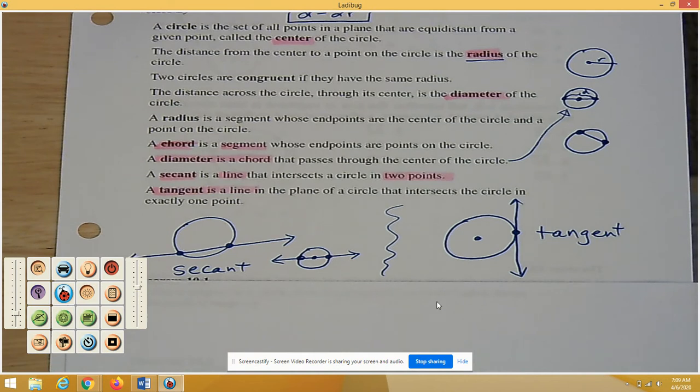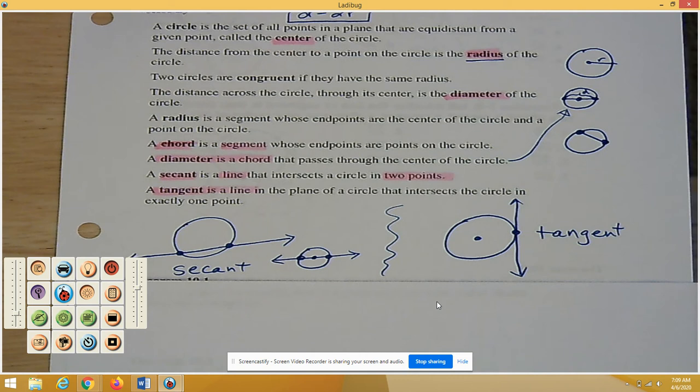I think it's really important for you to remember what's a line versus what's a segment. The lines are secants and tangents, and the segments are radius, diameter, and chord. A diameter is a special case of a chord. I would encourage you to talk through all that vocabulary to help you learn it better.